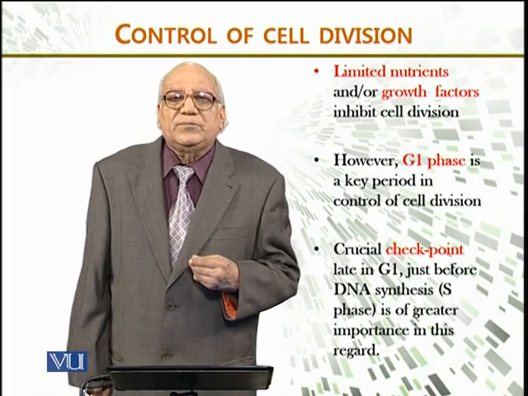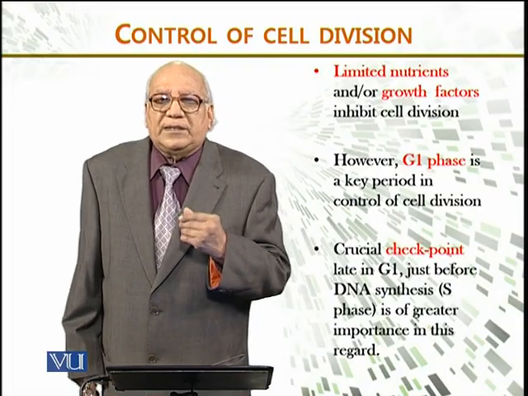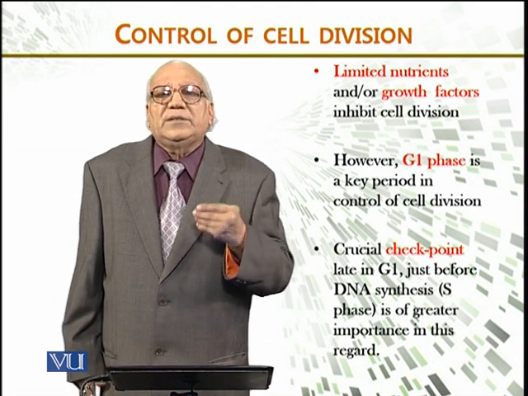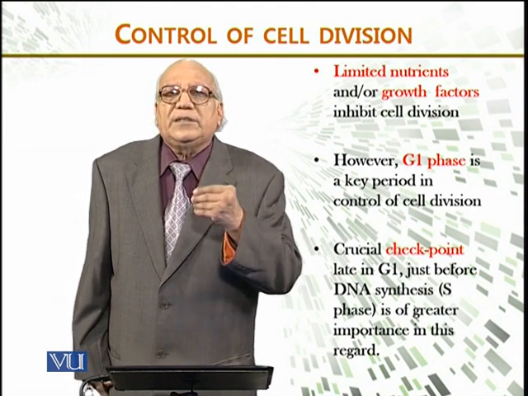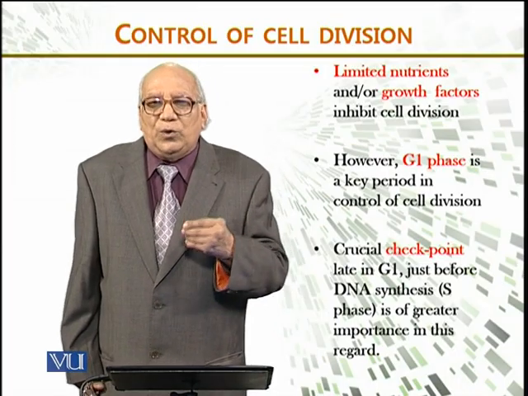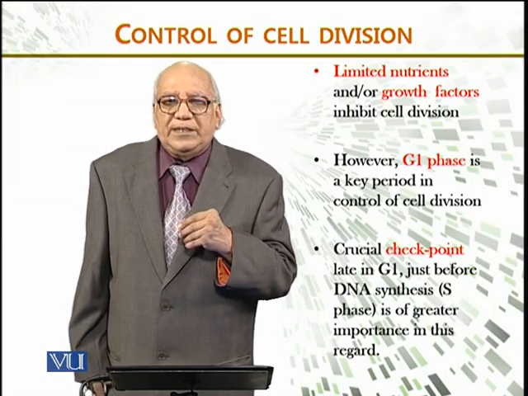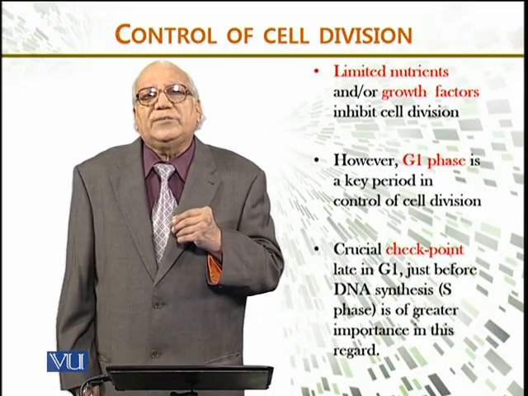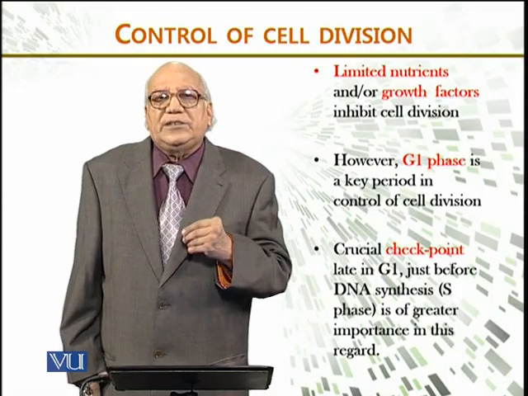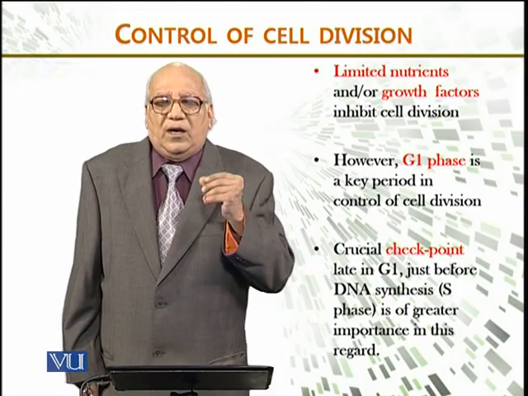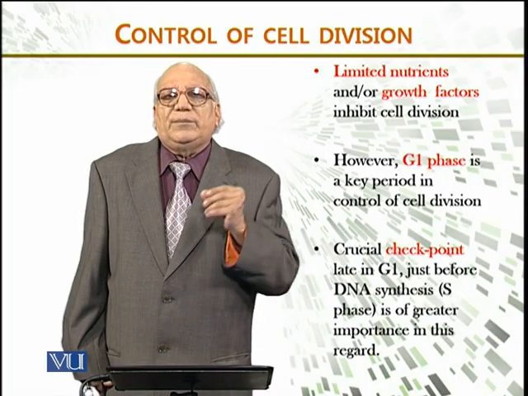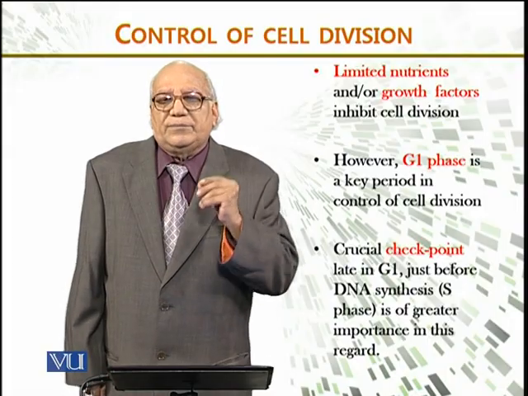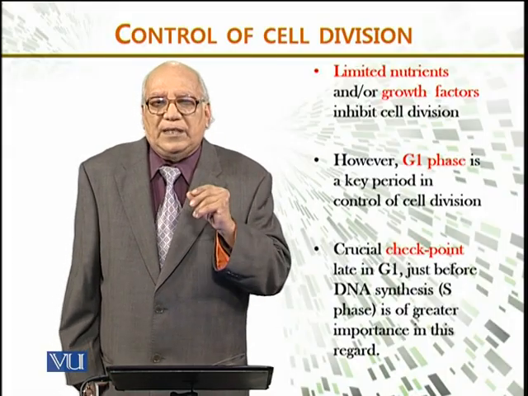Now, limited nutrients and growth factors inhibit the cell division naturally, because if there are limited growth factors, limited nutrients, then the cell won't grow. However, G1 phase is a key period in the control of cell division. In the cell division, the G1, that is the gap between the mitosis and meiosis, is a very, very important period for the cell growth or cell division.